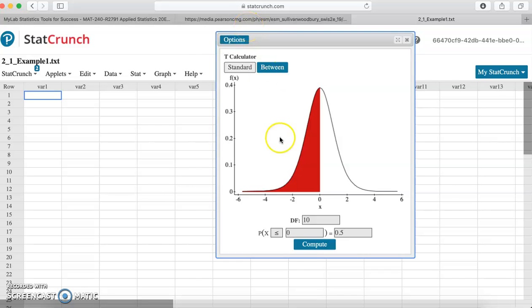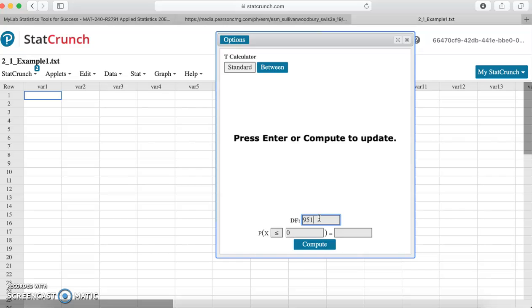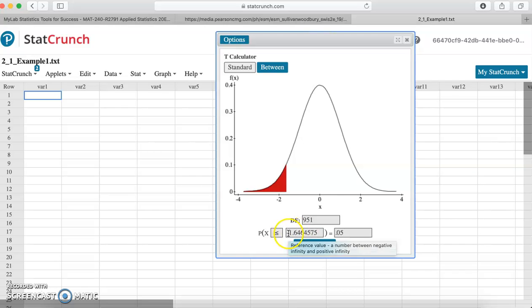This one's kind of weird. It shows it to the left, but that's okay. Remember, it's symmetric. So whatever it shows on the negative, we're just going to take the positive. So our degrees of freedom is 951. And remember, we're looking for it to be 0.05 over here. So that gives us, it says it's negative 1.6464, keeps going on and on.